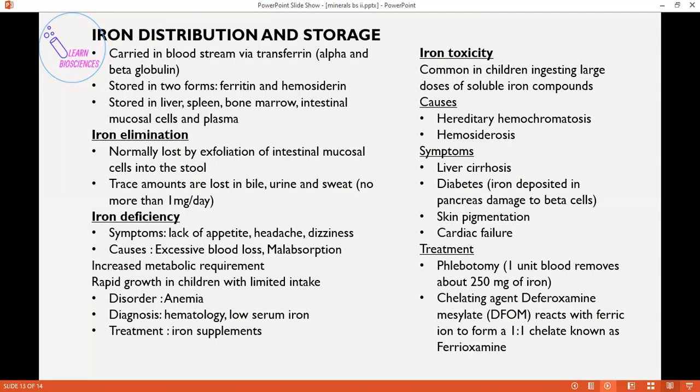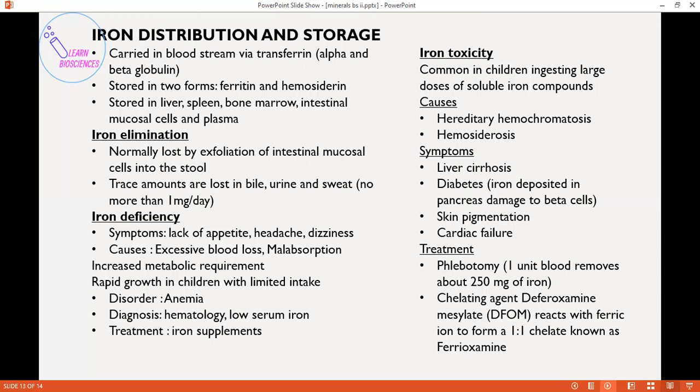Treatment is iron supplement. If we talk about iron toxicity, it is common in children ingesting large doses of soluble iron compounds. Basically, it happens when a child gets their hands on iron tablets, which may have been left by their parents or adults of the house, and they ingest them accidentally.